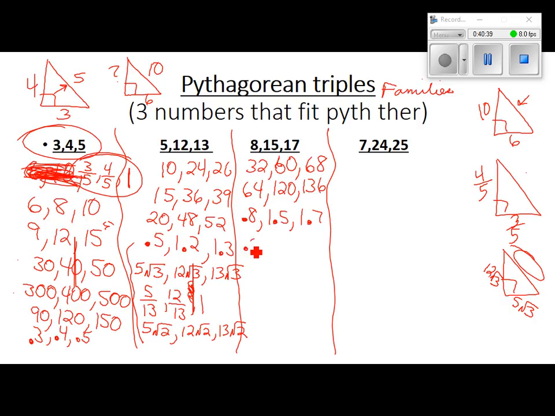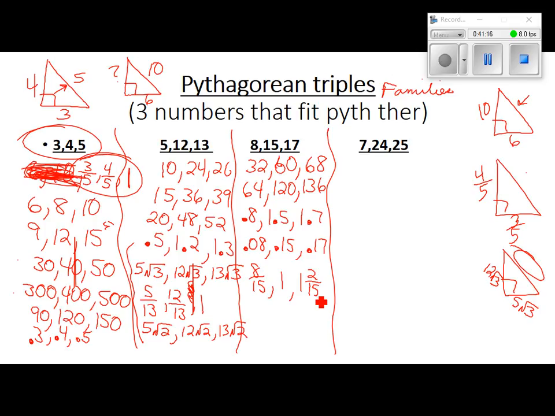Do another decimal one. 0.08, 0.15, 0.17. Another one: 8/15, 1, and 1 and 2/15. Would that work? Yeah. 8/15 is the 8, 1 is 15 over 15, and 1 and 2/15 is 17 over 15.